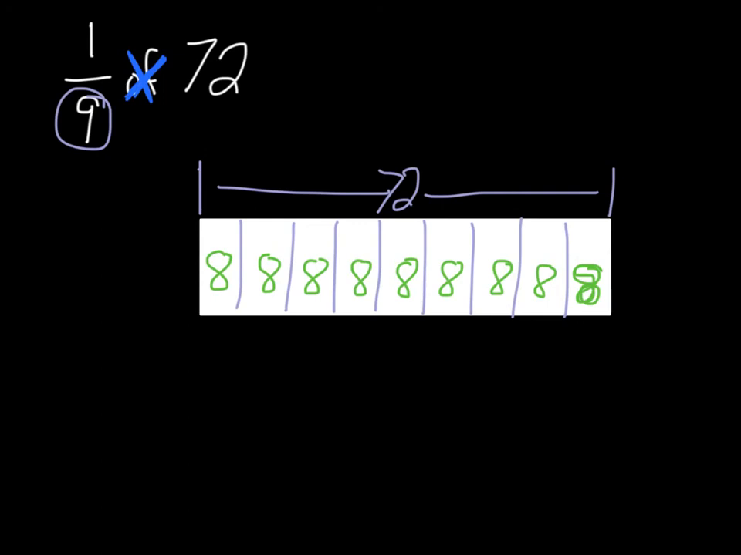And then I just want one of these 9s. So I just want one of these pieces here. Well, that one piece is equal to 8. So 1/9 of 72, or 1/9 times 72, is equal to 8. The bar diagram lets us visually see how the numbers are being chopped up, and why, when we just take a portion of it, we are getting something smaller than what we started with.